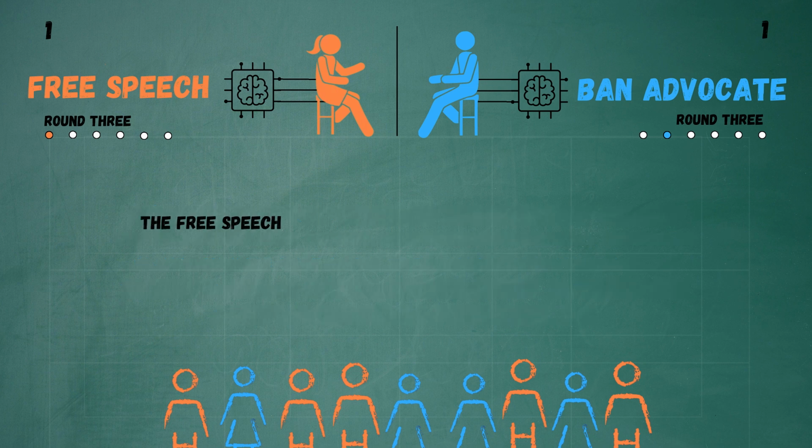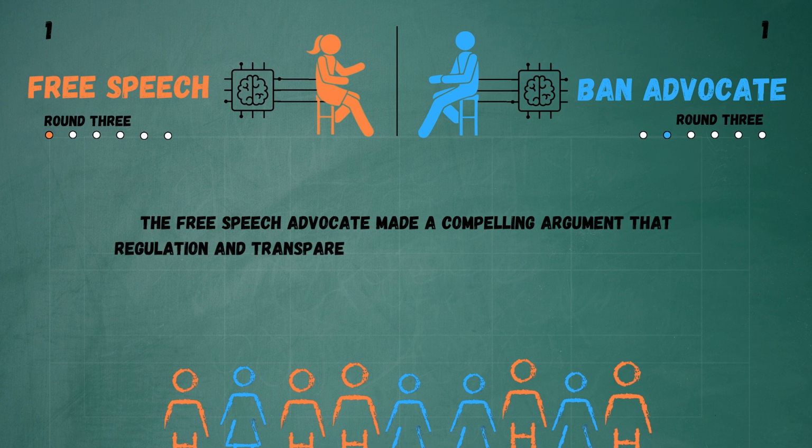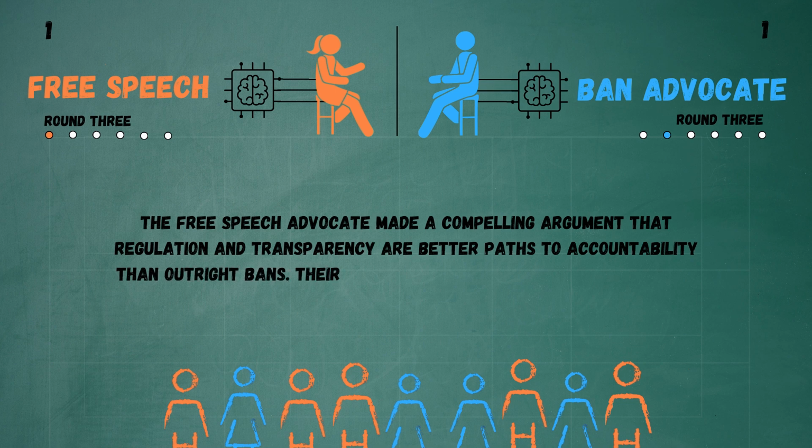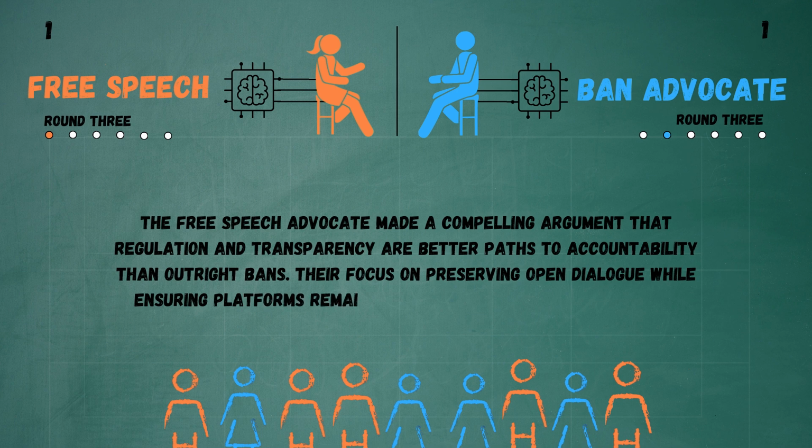The free speech advocate made a compelling argument that regulation and transparency are better paths to accountability than outright bans. Their focus on preserving open dialogue while ensuring platforms remain responsible was well articulated.